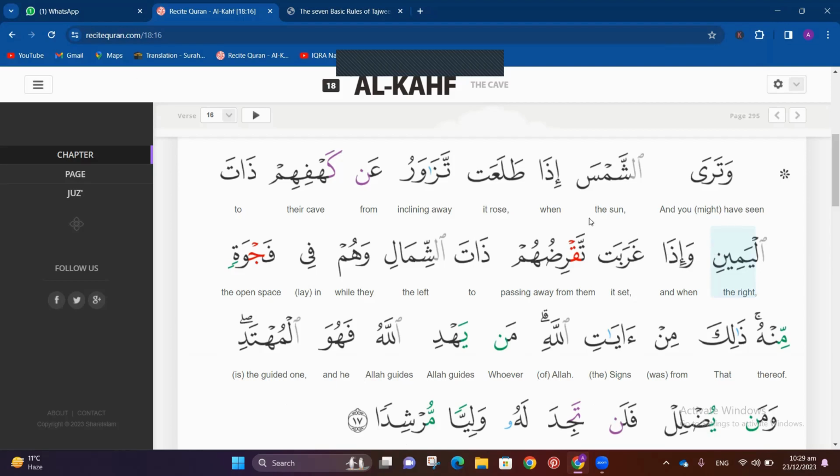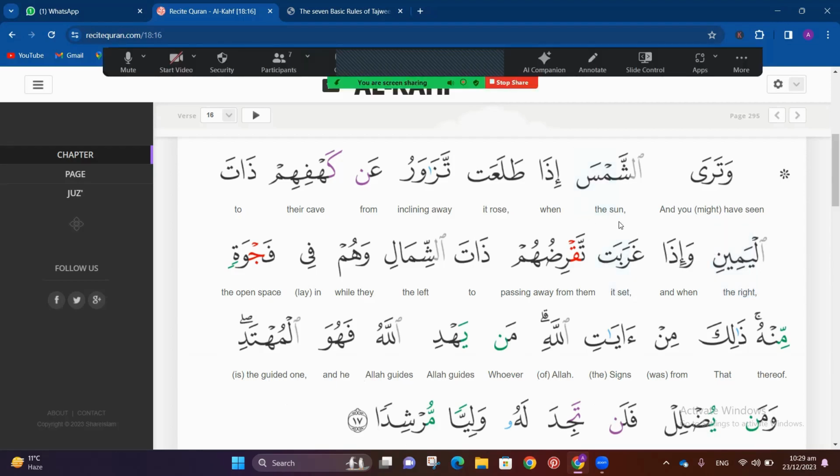So the sha sound is going to be spread in your mouth, with air like sh. Ashamsa, sa. Sa has a whistle sound in it, and then the ma is going to be very soft. Id, إذا طلعت, ta. Okay, so this ta is different than ta. Okay, this is light. Ta.